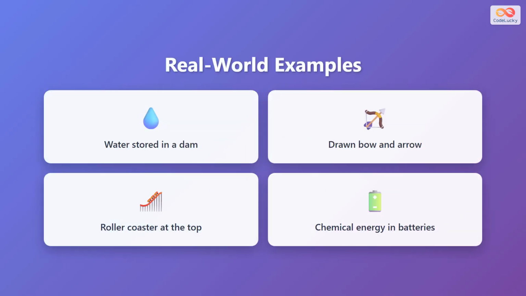Let's look at some real-world examples of potential energy. Water stored behind a dam has enormous gravitational potential energy due to its elevated position. A drawn bow and arrow stores elastic potential energy in the bent bow, ready to propel the arrow forward. A roller coaster at the top of a hill has maximum gravitational potential energy, which converts to kinetic energy as it descends. Even batteries store potential energy in the form of chemical energy, which can be released to power devices.